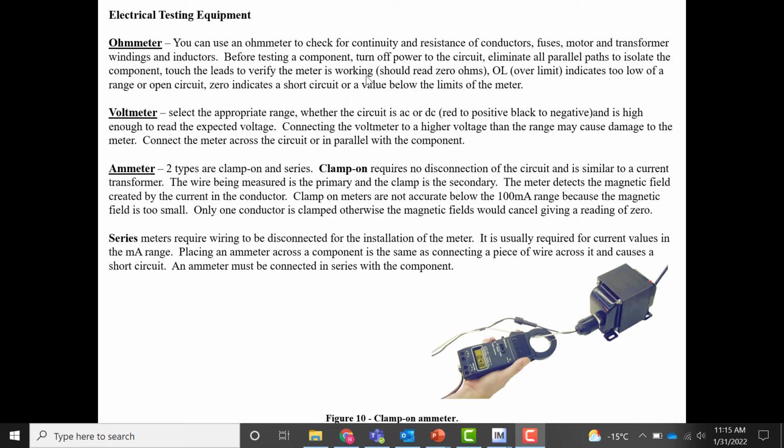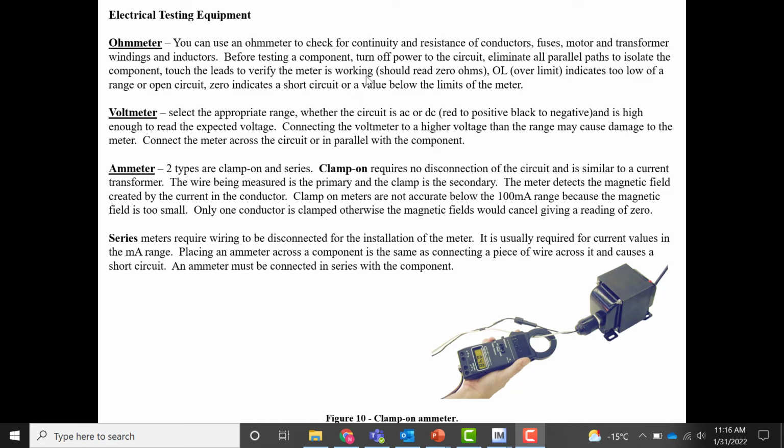OL is over limit, or what I like to think of as OL is going to read when you're trying to read the resistance of air. So your leads are not touching, and it indicates too low of a range or an open circuit. Okay, and then 0 indicates a short circuit or a value below the limits of the meter. So again, we do this quite often, but these questions seem to get everybody. So when we touch the leads together, 0 ohms. If we're trying to read, like if a winding is good or a coil in a contactor, we would read an actual ohmic value, and then we would know that that coil was good. If we read OL when we're trying to check a coil, we know that the wire is broken, okay, because now we're trying to read the resistance of air.